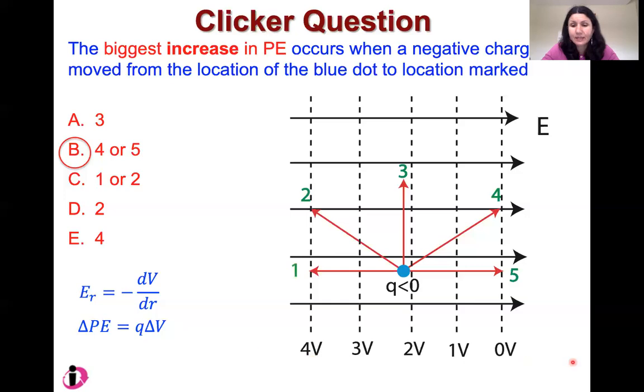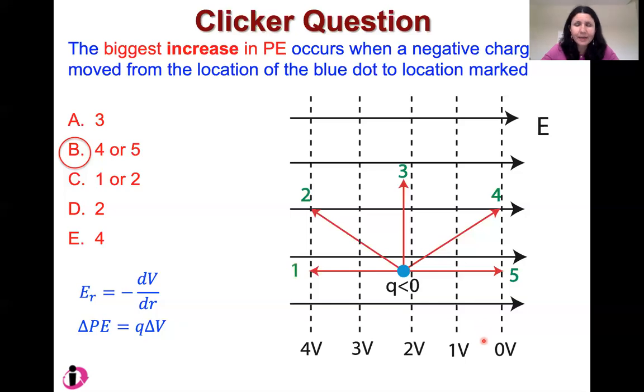So it's decreasing in that direction, which means that the potential energy will increase in that direction. Why? Again, because our test charge is negative. Q is negative, so the sign of delta V will be reversed from the sign of delta P. That means the potential energy will increase towards the right. So 3, 2, and 1 are out. Now 4 and 5 are equivalent because we see that they lie along the same equipotential line.